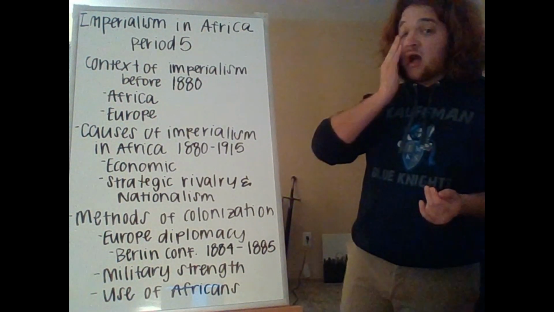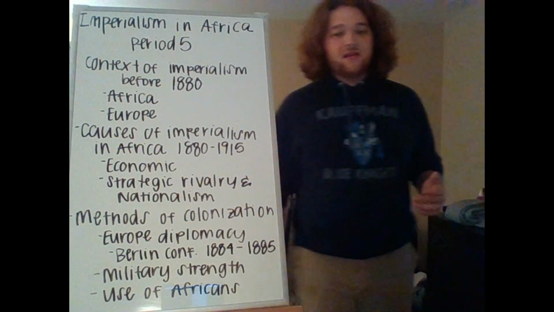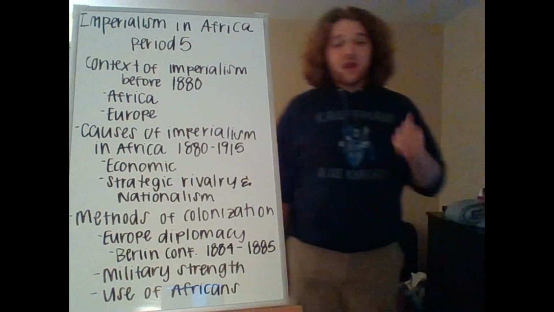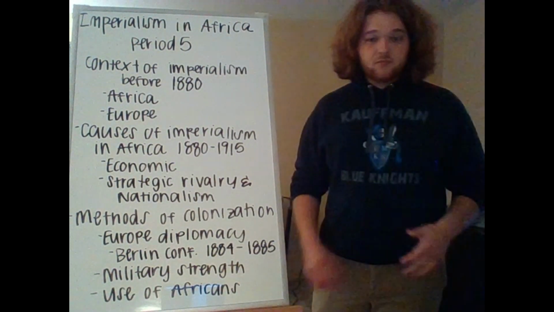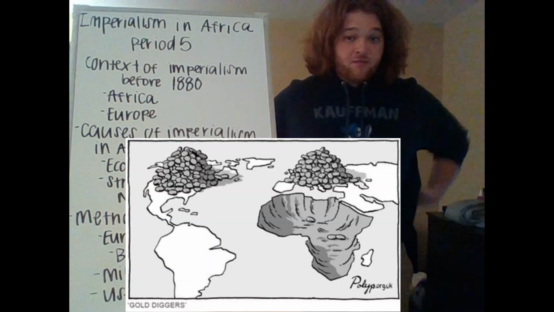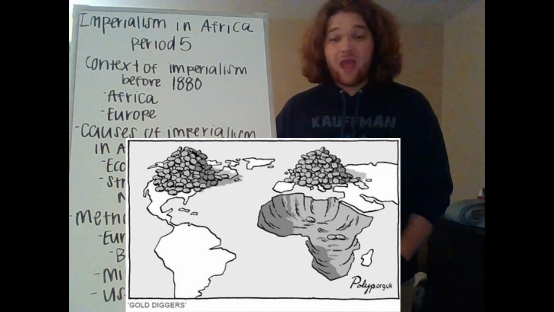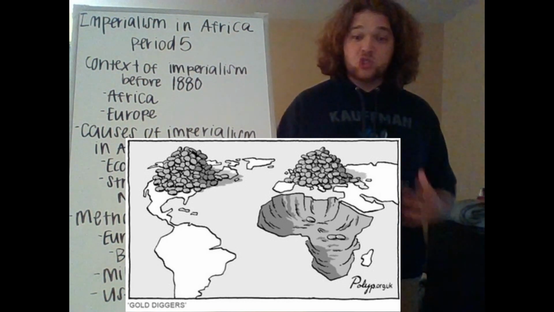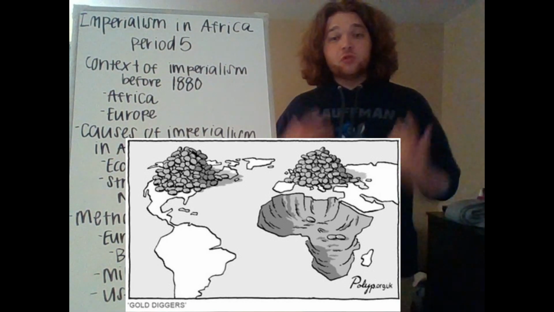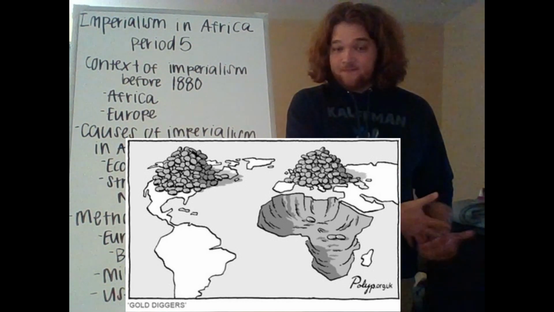Next, we're going to go to our causes of imperialism in Africa, which is going to go from about 1880 to 1950. First is our economic causes. European countries are finding out that they have a pretty bad economic problem. That is that thanks to industrialization, they are now producing way more than they can actually consume in Europe. So that means they're losing money as all these goods they're making are not being consumed and bought.